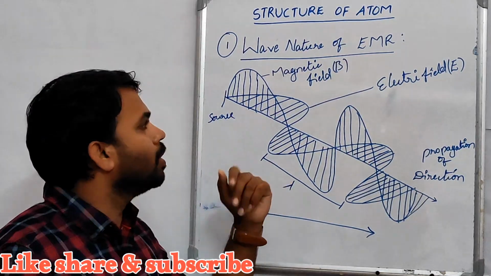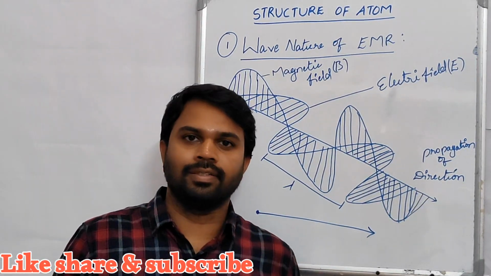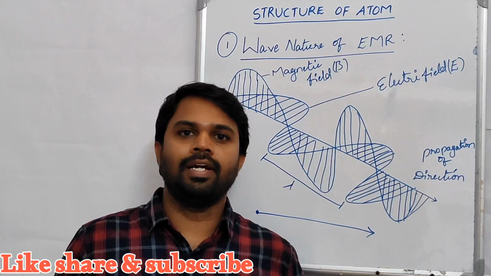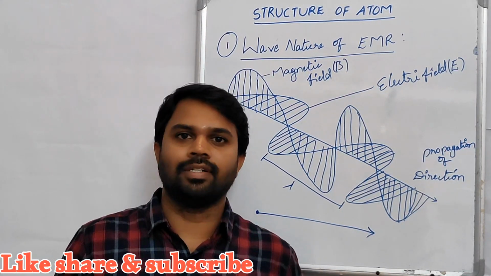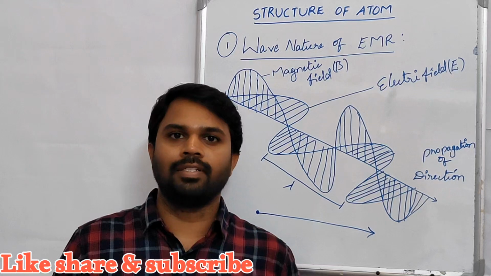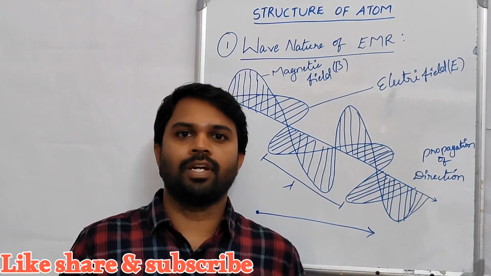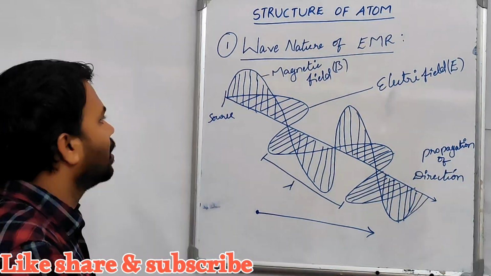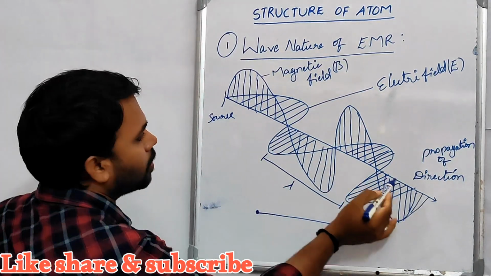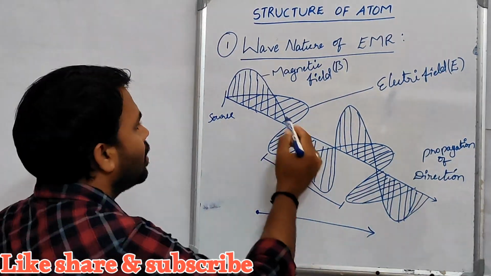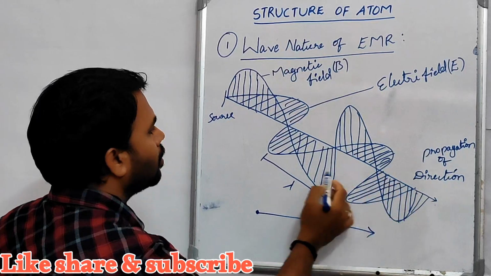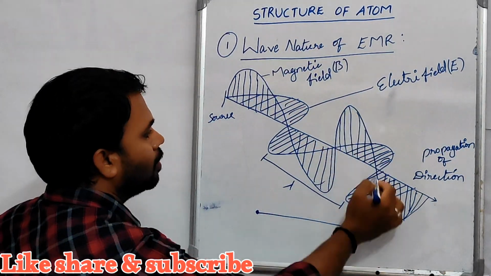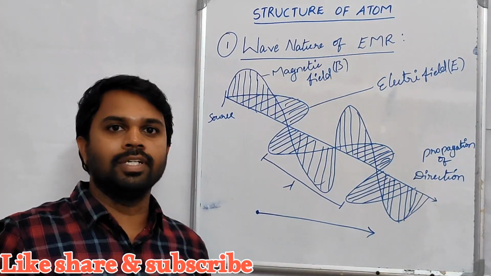Now come to the properties of wave nature of electromagnetic radiation. The oscillating electric field and magnetic field, produced by the oscillating charged particle, are perpendicular to each other, and the electric field and magnetic field are perpendicular to the direction of propagation of the wave. Let's understand. This is the direction of propagation of wave. This is electric field. And this is magnetic field. These three are perpendicular to each other.